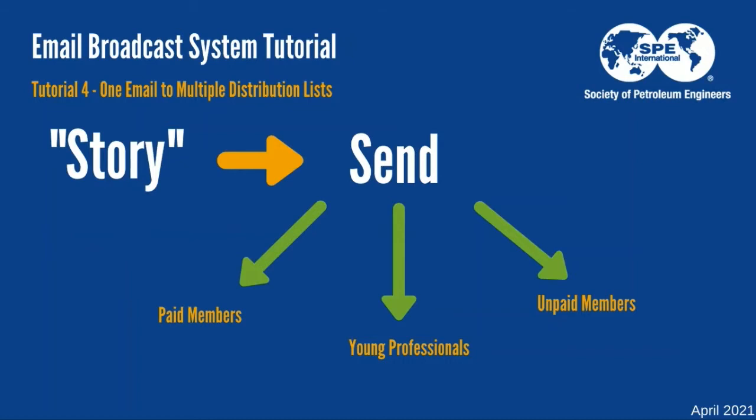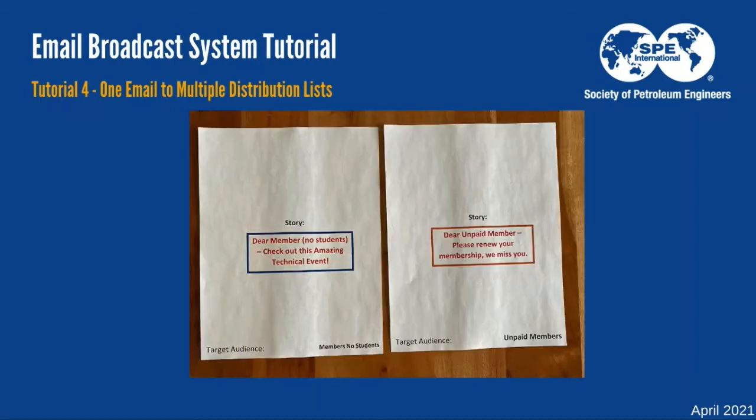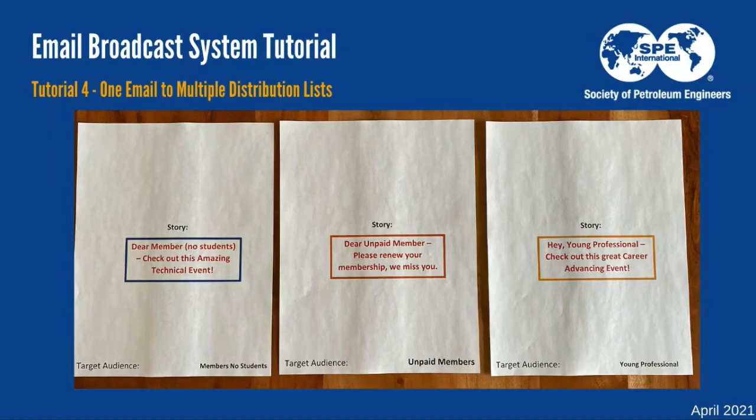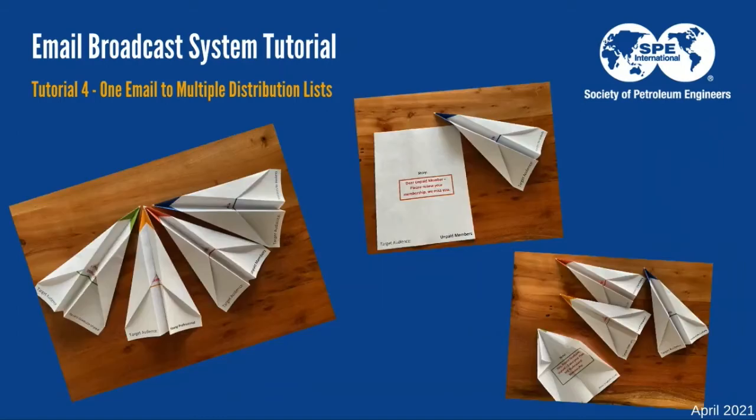To help me explain this further, I'm going to use a visual aid. I have printed off 4 different pieces of paper. Each of these has a story on them that I have written. I have a story for each target audience of paid members, unpaid members, young professionals, and recent graduates unpaid. To get these stories to our members, I'm going to send them by airmail by using a paper airplane. So I now have these 4 paper airplanes in front of me, and each one of them represents a different distribution list and a different story. We have paid, unpaid, YPs, and recent graduates unpaid.